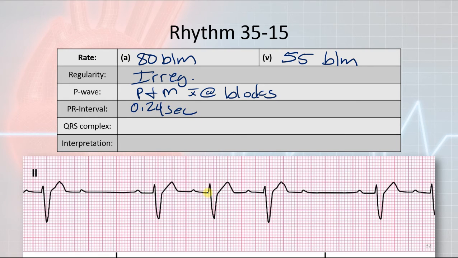QRS complexes look a little wide. So there's 2, there's 3. So the QRS complex is 0.12 second. The interpretation: the underlying rhythm is going to be a sinus rhythm with second degree heart block type 2.